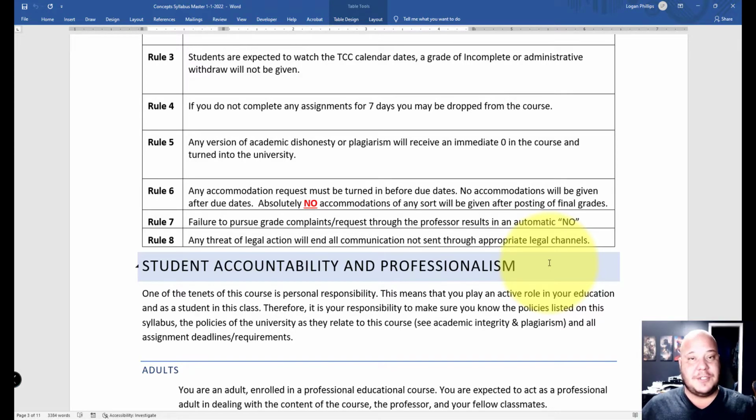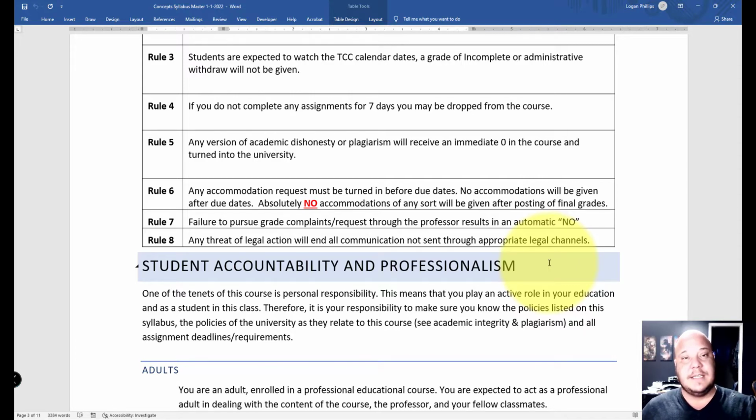So if you have an issue, your first step should always, under all circumstances, be to speak to me first. If you jump over my chain of command and go higher than me for an issue inside my class, you will get an automatic no from me. No accommodations, no modifications, no help, and no communications. I will cease, and we will work through the process the college has put into place and through that middleman going forward. Now, Rule 8, same thing. If you have decided on a threat of legal action, it will end all communications. If you threaten me with a lawyer, or you threaten me with legal action, it will now have to go straight through legal channels.